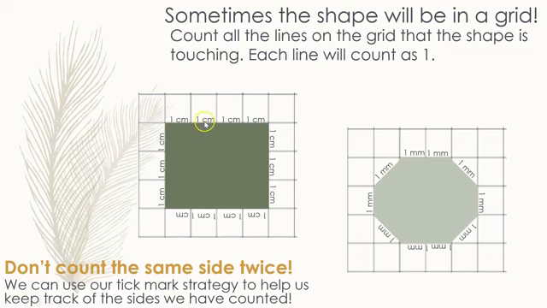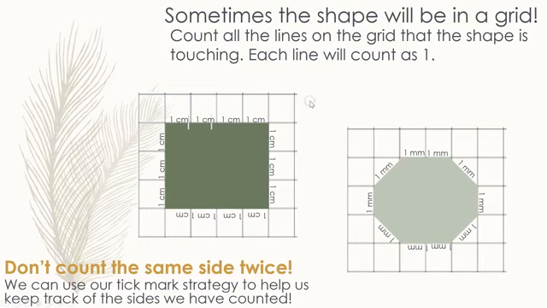Now, this can mean that there's going to be a lot of sides that we're going to count, so I need to make sure that I don't count the same side twice. I remember the strategy we used with my star earlier, so I'm going to use my tick marks to help me keep track of the sides that I've already counted and to make sure that I don't count the same side twice.